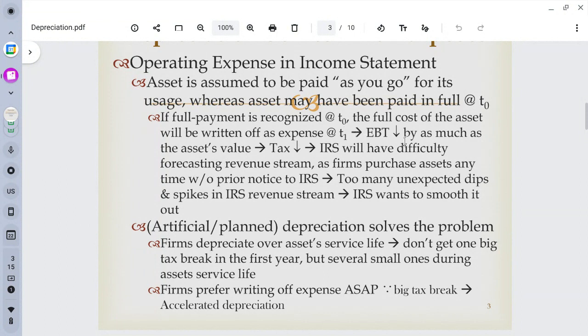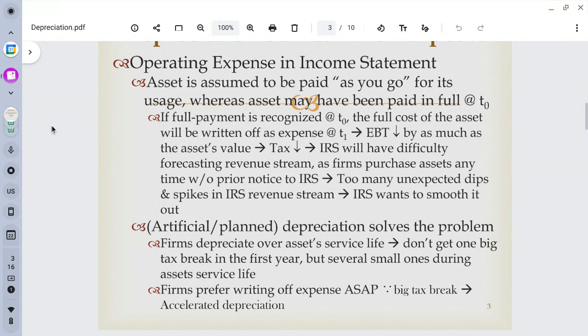If full payment is recognized at time zero, the full cost of the asset will be written off as expense at time one. And then it will lower the earnings before taxes, the taxable income, by as much as the asset's value. And that will lower taxes. And then the IRS will have difficulty forecasting a revenue stream, as firms purchase assets at any time without prior notice to the IRS. It's not like companies purchase assets only upon the approval of the IRS. They will just purchase it anytime they want.